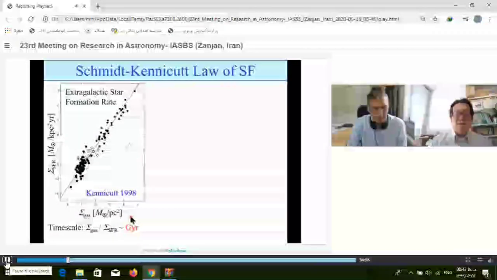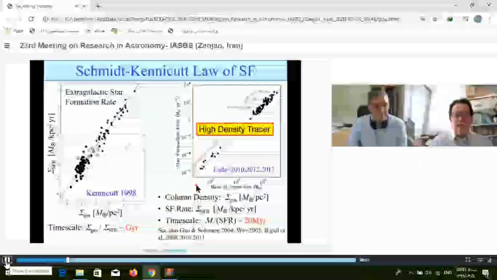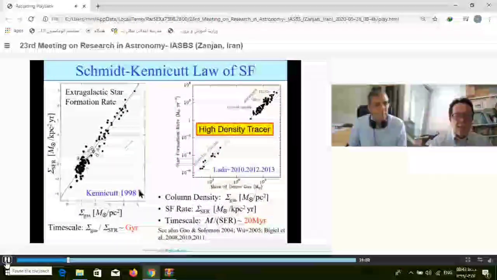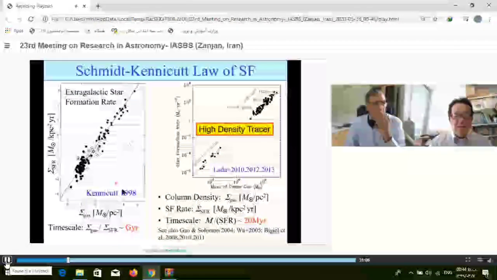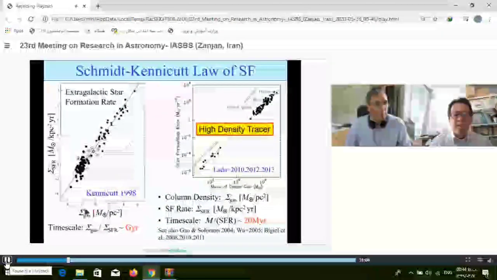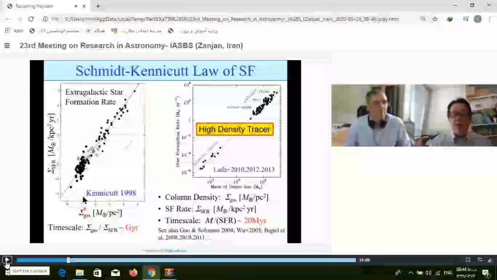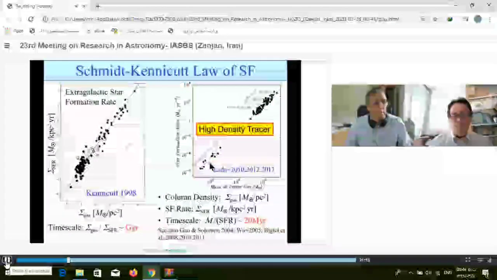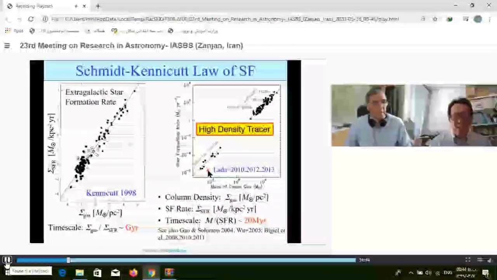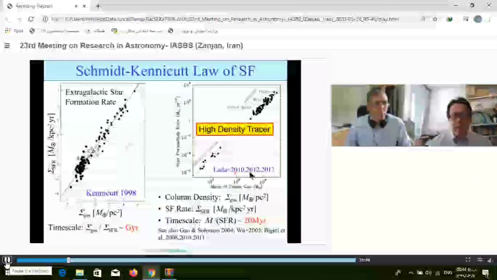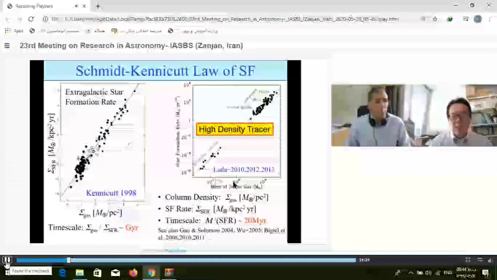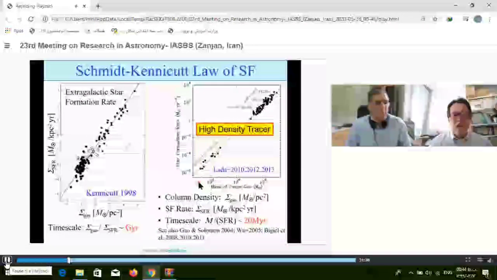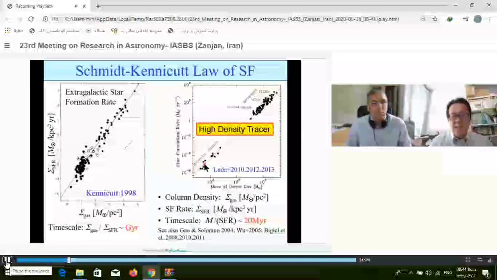But recently we have another plot. Many people are now using high density tracers, because this gas includes HI gas and molecular gas, diffuse gas and dense gas, but now we are focusing on the dense gas. If we use a dense gas tracer, then actually this relation is more simple. Again, the horizontal axis is a mass, not per area, just the mass of the dense gas. The vertical axis is the star formation rate. Now this is a linear relation.